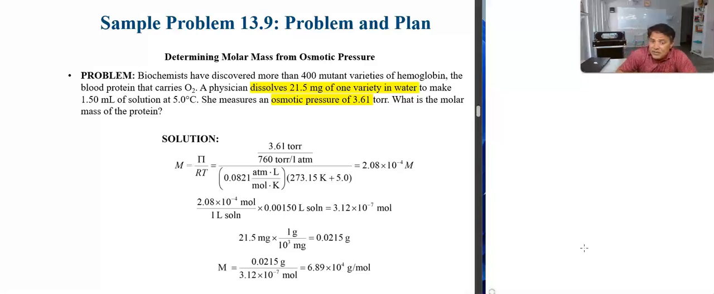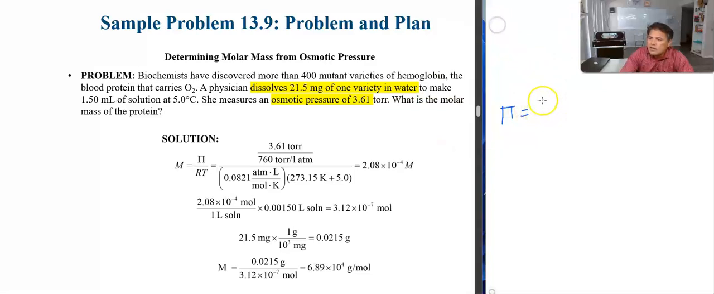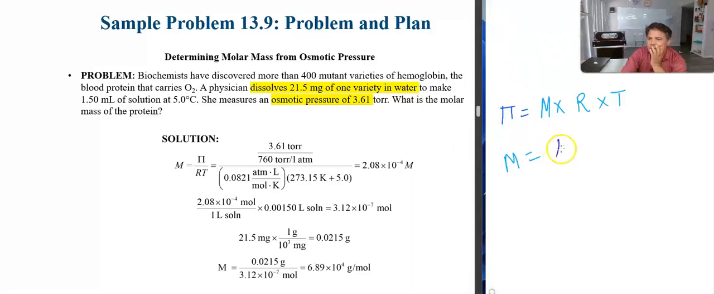That's easy, right? The osmotic pressure is equal to molarity times R times T. Plug in everything here. So the molarity is equal to the osmotic pressure divided by RT, right? So molarity equals osmotic pressure by RT.